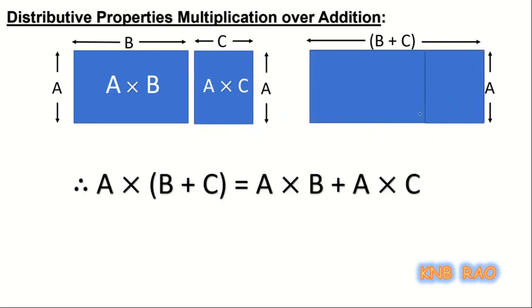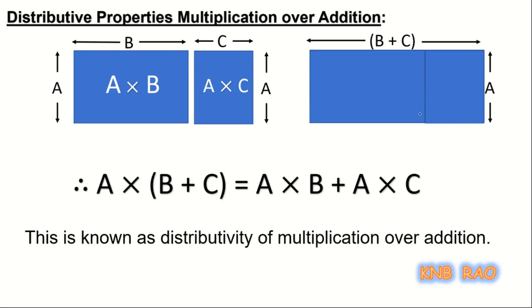Therefore, based on this geometrical practical work, we can say A into B plus C is equal to A into B plus A into C. That is, the area of the bigger rectangle is equal to the sum of the areas of the individual rectangles that we have taken. So, this is known as the distributive property of multiplication over addition.